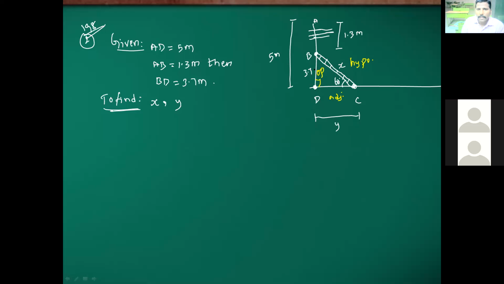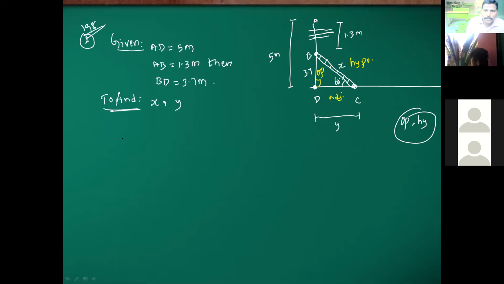Listen carefully. Opposite is given. Hypotenuse we need to find. Opposite and hypotenuse together, what will you get? You will get sine theta or cos theta. What will you get? You just think. Opposite, hypotenuse together. Yeah, very good. That is sine theta. So sine theta is equal to opposite divided by hypotenuse.